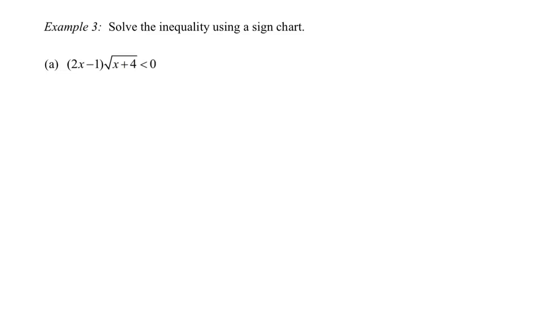Okay, here in example 3, we're going to solve the inequality using a sign chart. So I have 2x minus 1, all multiplied by the quantity square root of x plus 4. And the first thing that I notice is that because I have that square root in here, I'm going to have some domain restrictions, namely that x plus 4 has to be greater than or equal to 0 because it's a radical. And so therefore, x has to be greater than or equal to negative 4.